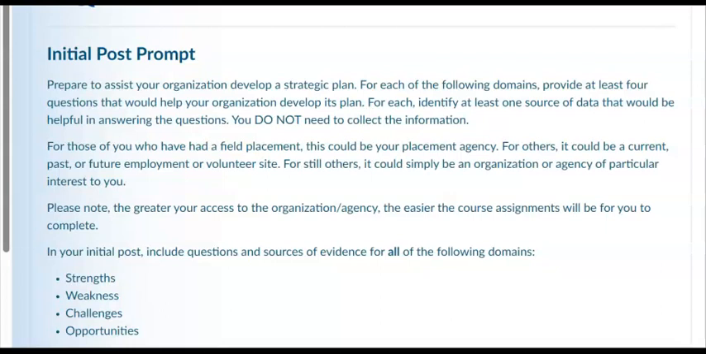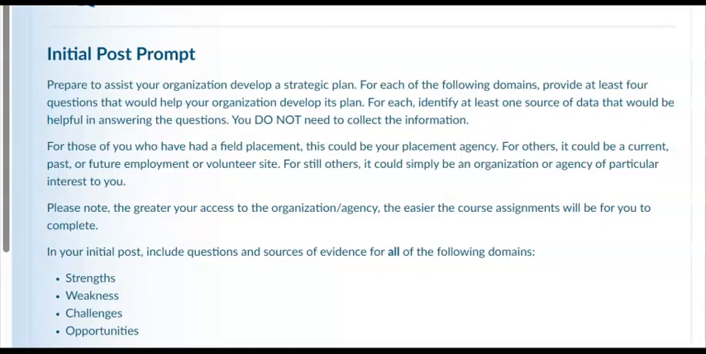For each of the following domains, provide at least 4 questions that would help your organization develop its plan. For each, identify at least one source of data that would be helpful in answering the questions. For this assignment, you do not need to collect the information. So if you've had a field placement, this could be your placement agency. For others, it could be a current, past, or future employment organization or volunteer site. For still others, it could be an organization or agency of particular interest to you. The better you know the agency, the greater your access to the agency, the easier the course assignments will be for you to complete in the future.